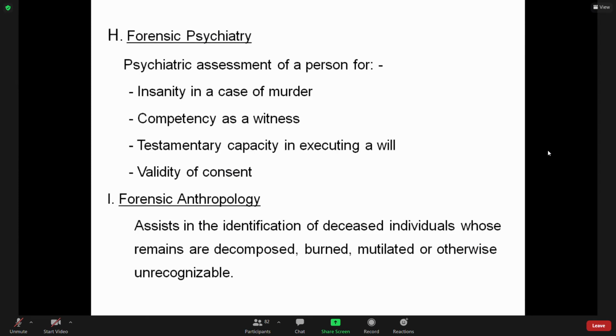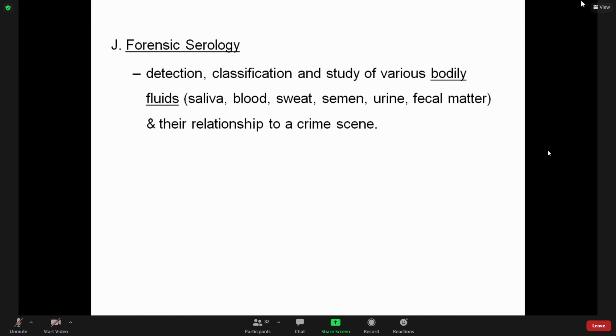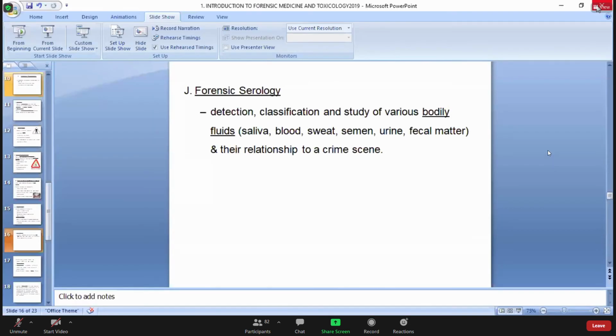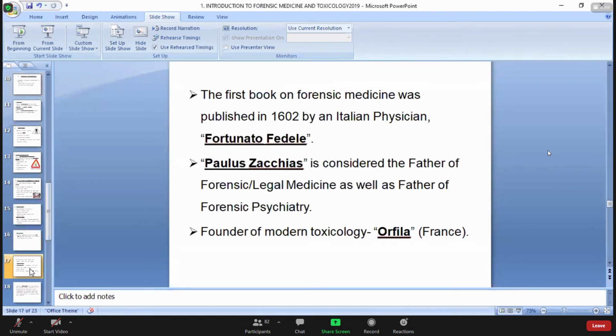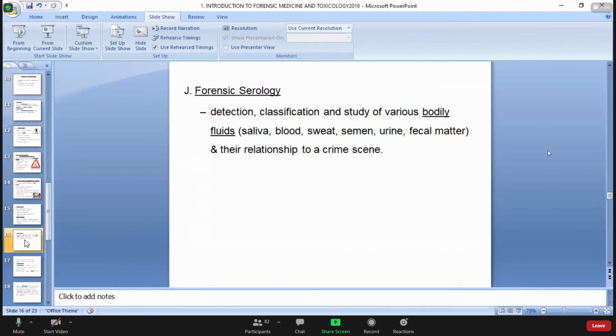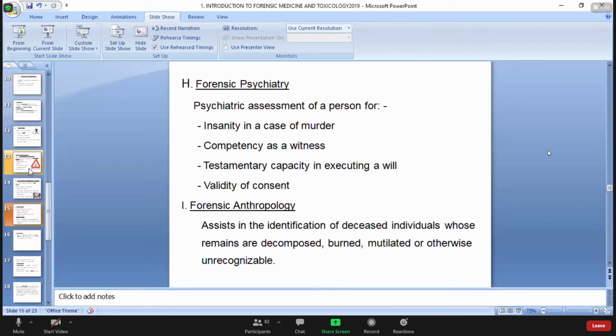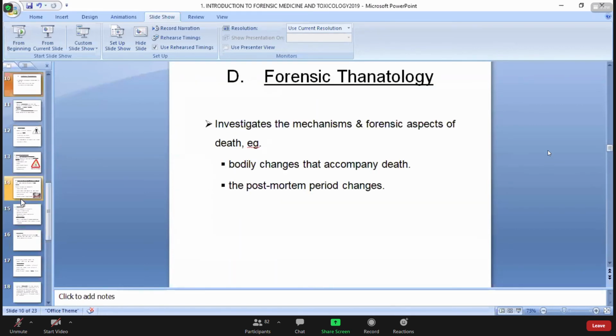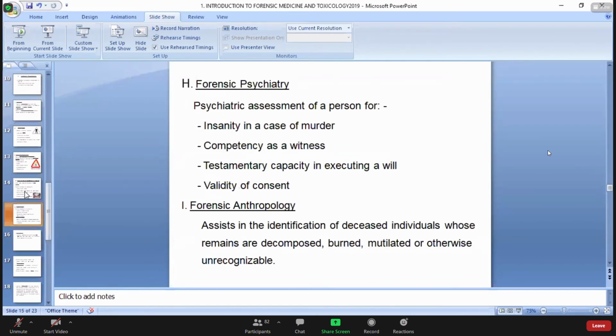I think 8 minutes is left. So if you have any query, you can ask me, or if you want me to repeat anything. Ma'am, point number E seems to be missing. Point number E. Yes, ma'am.